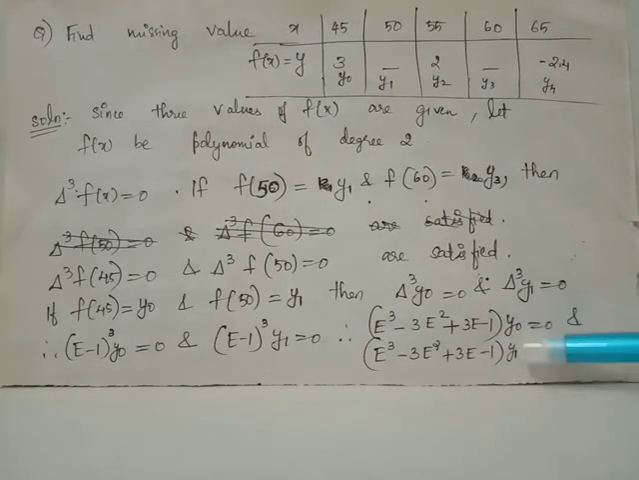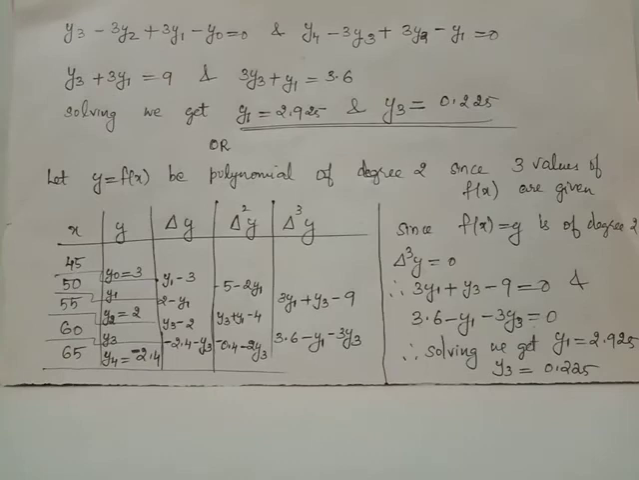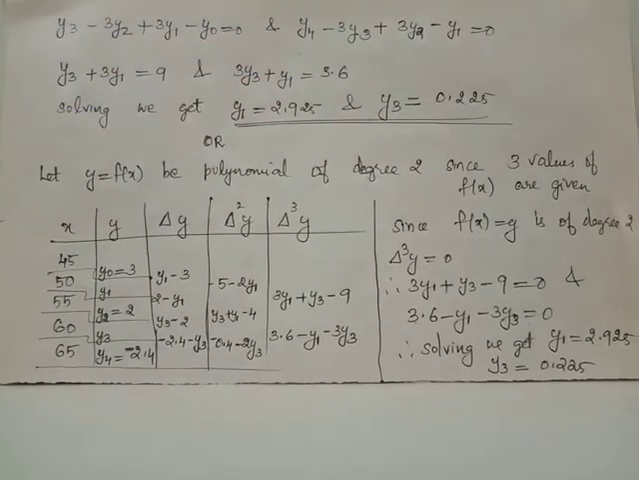So y0 and y1 are selected such that the given values themselves can be used to find the missing values. Applying (E minus 1) the whole cube on y0 and y1, we get 2 equations. From the first equation we obtain y3 plus 3y1 equals 9, and from the second equation we obtain 3y3 plus y1 equals 3.6. Solving these 2 equations, we have y1 equals 2.925 and y3 equals 0.225.